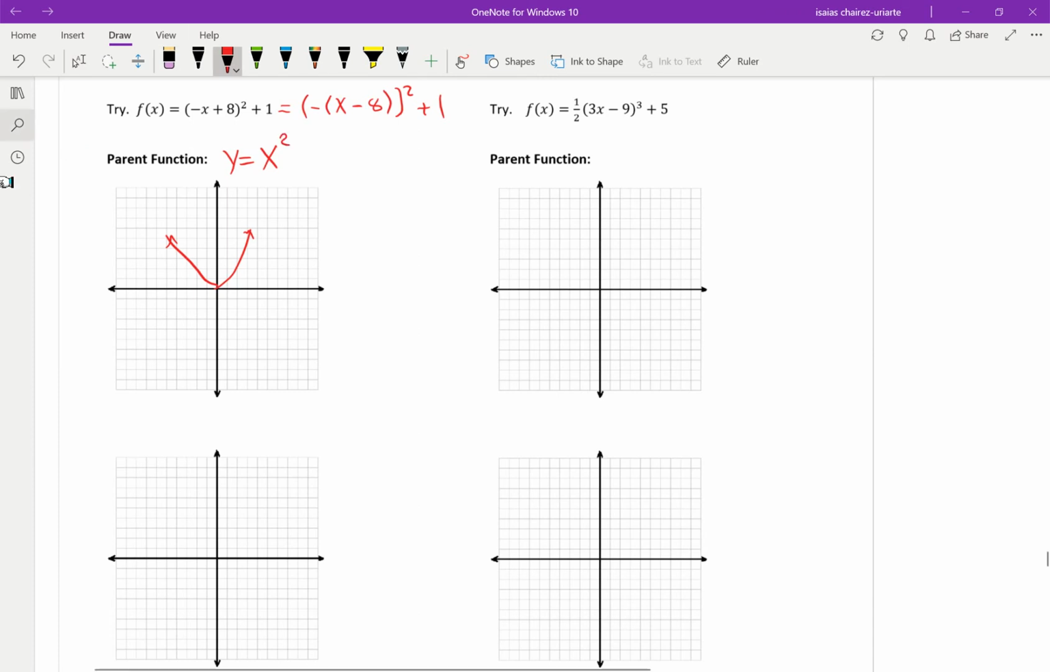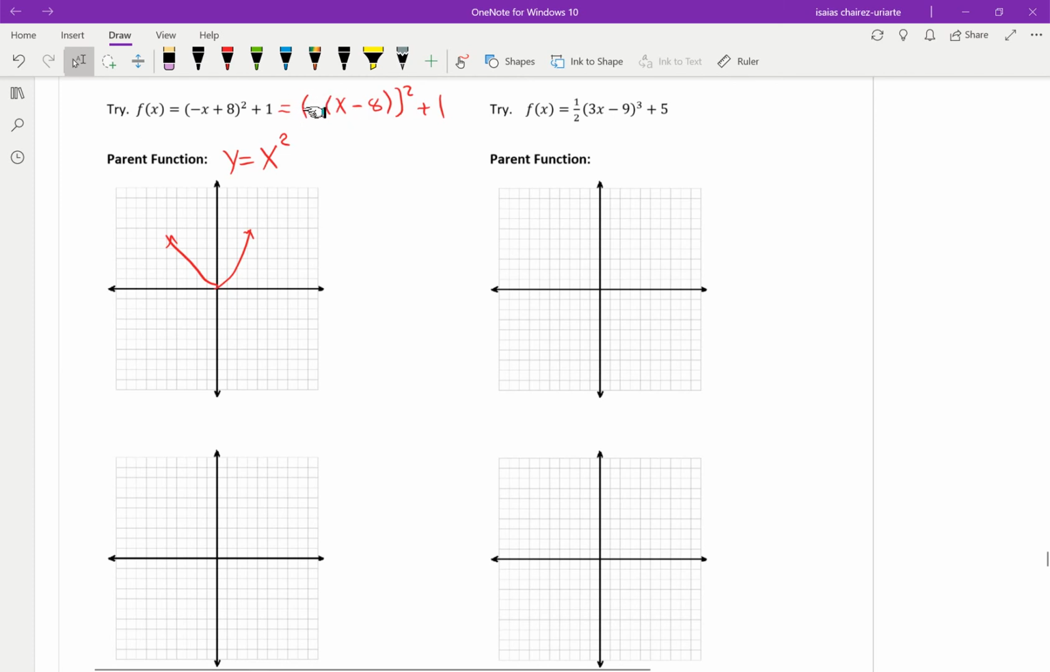So notice what I did there. I have these 2 terms inside the parentheses, negative x and positive 8. And from both of them, I factor out a negative 1. Why? Because I want to just end up with x. So this x becomes positive, the 8 became negative. And now you see this is the better way of looking at the transformations here.